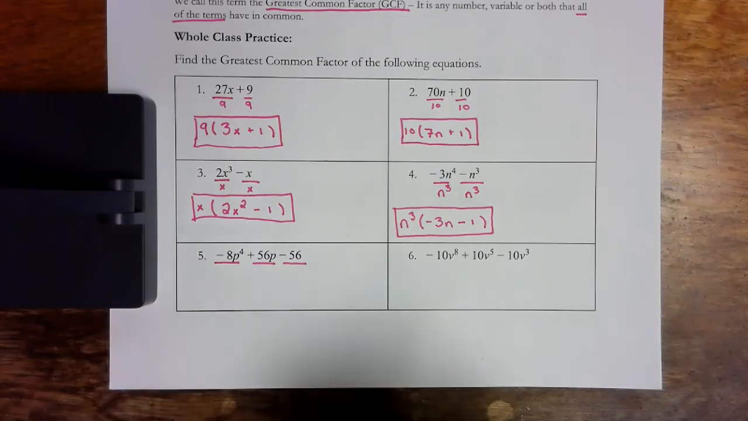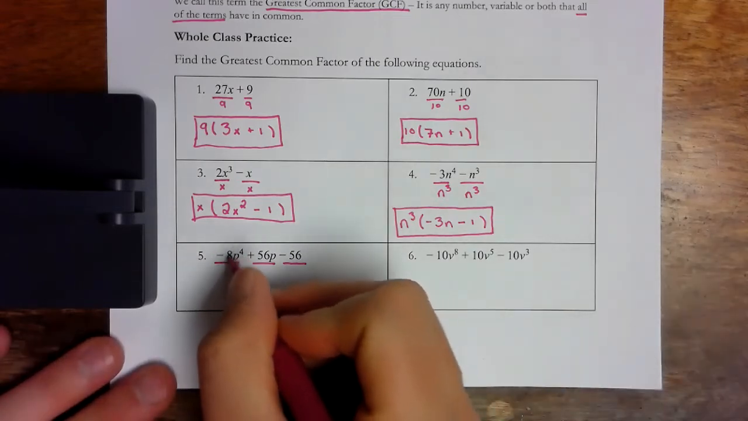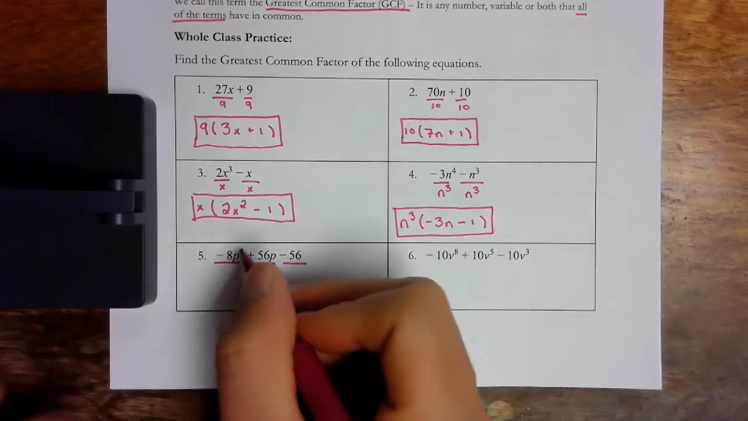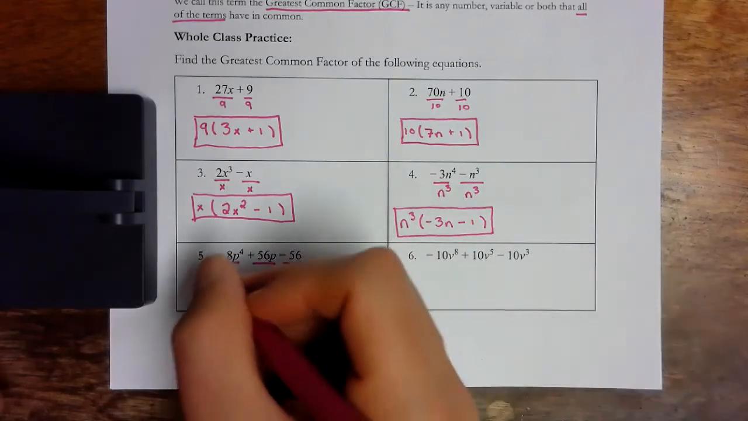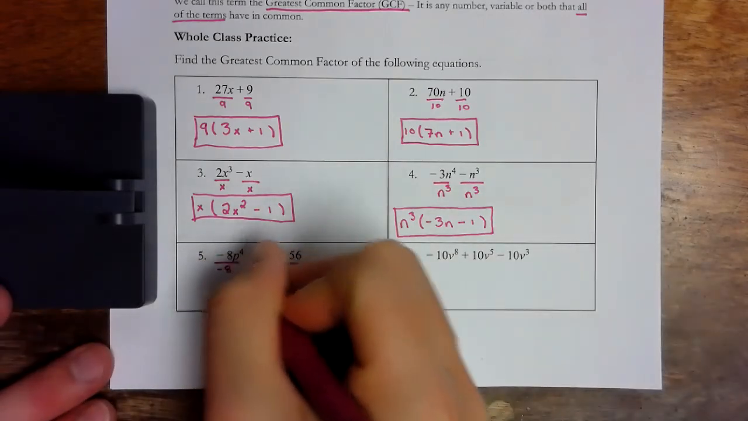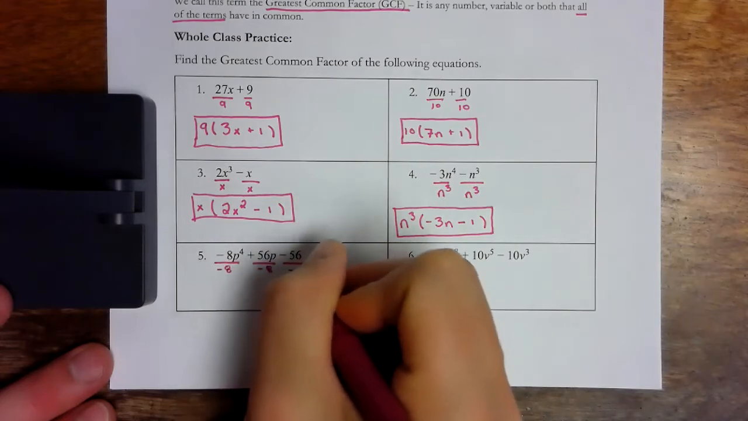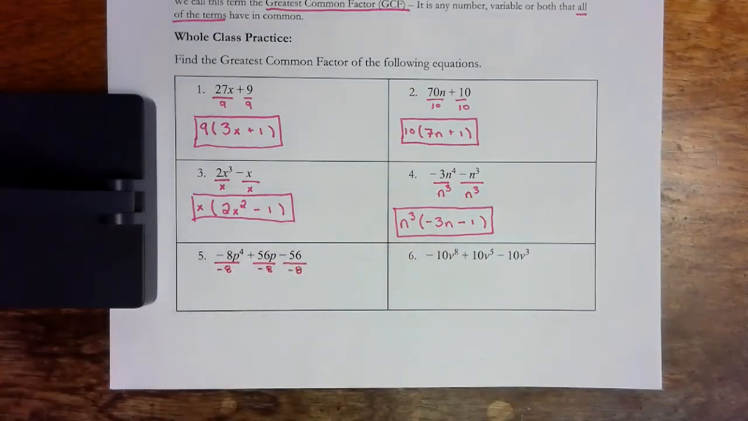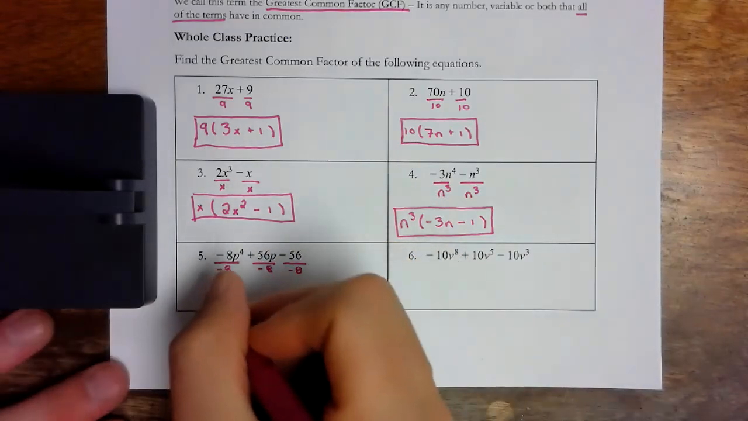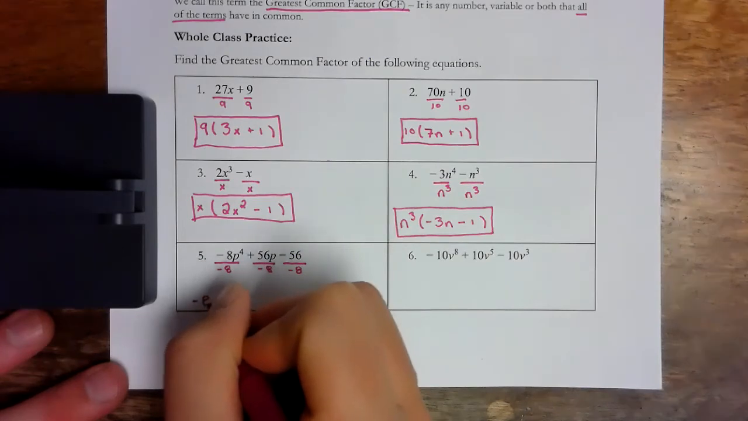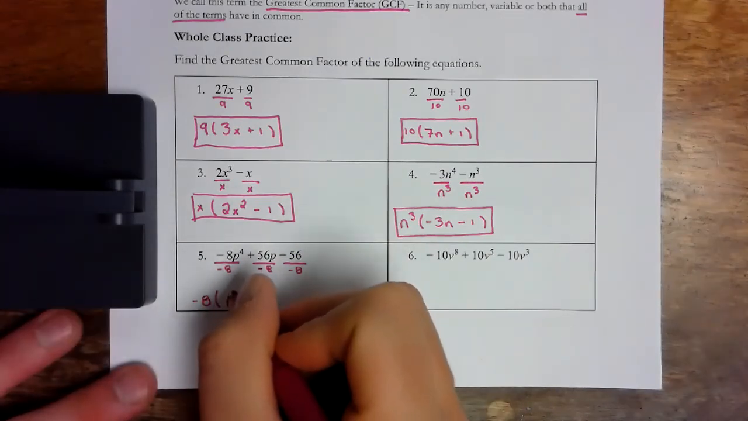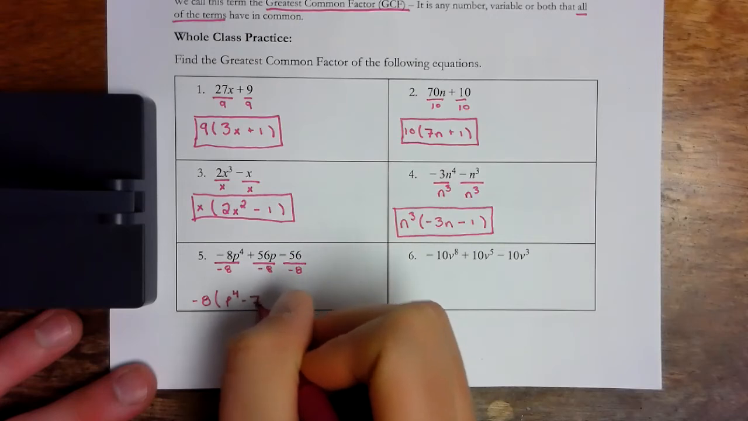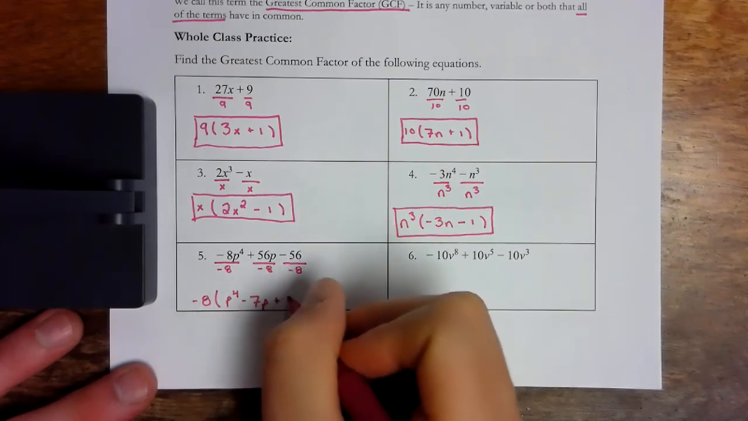And honestly, it doesn't matter which one you ultimately decide. Just for what we're going to do moving forward, if the first term, or the term with the largest exponent, is negative, we're going to want that to be positive. So I'm going to have the common factor here be negative 8, although positive 8 would work just the same. There's nothing wrong if you do factor out a positive 8. So when I pull out negative 8, I'm left with p to the 4th minus 7p, and then plus 7.